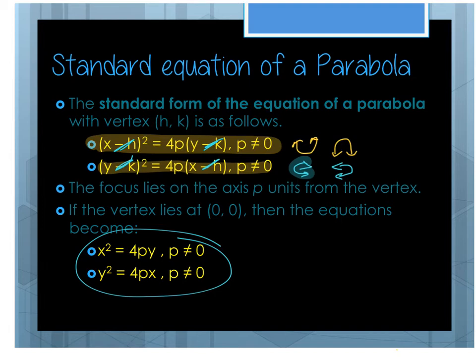So in none of these can p be 0. That would say that there's no distance between the vertex and the directrix or the vertex and the focus, which can't happen because then it would cancel out your other variable.